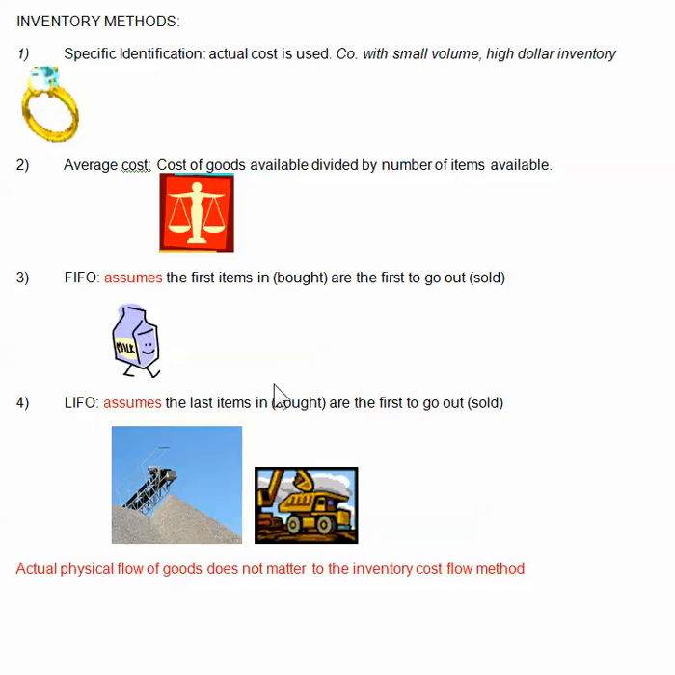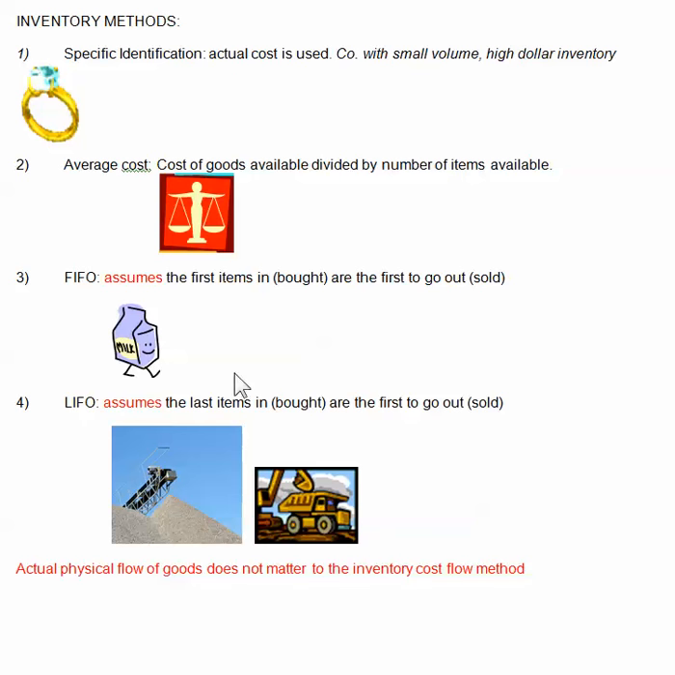Now, if you're in a grocery store and you reach in the back of their refrigerator and get the newer milk, even though they may use FIFO, you're not messing up their accounting system, because it's really just an assumed flow of goods. The actual physical flow could be something completely different.